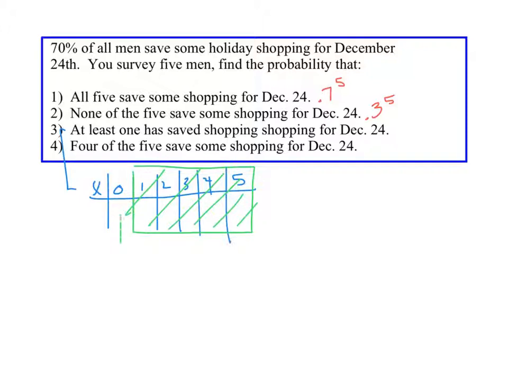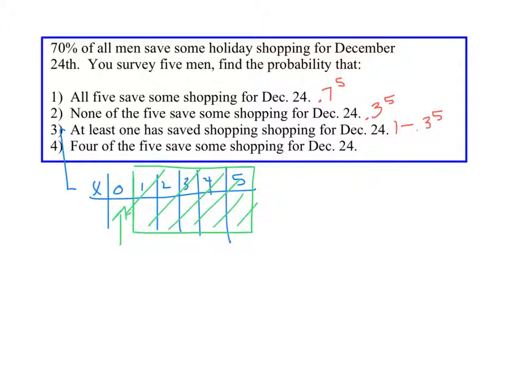So notice 0 is left out. Those things are complements of each other: 0 and at least 1. So what I can do is use what I did in part 2 and do 1 minus the probability of 0. Okay? And now 4 of the 5 men.